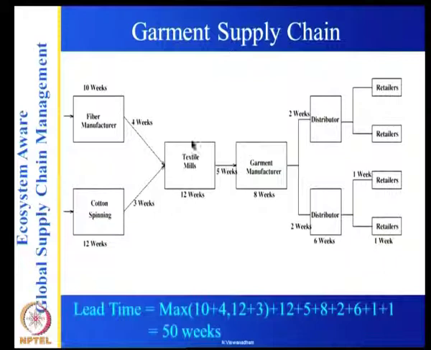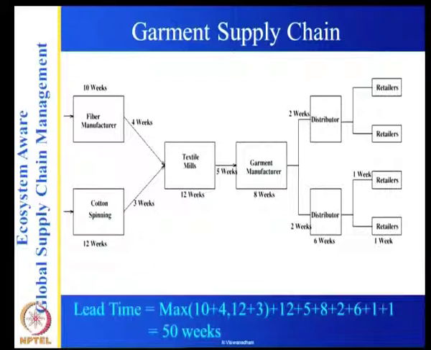And the textile mills take 12 weeks, and the garment manufacturer takes 8 weeks. And there is 5 weeks of transportation time, and there are 2 weeks of transportation time to the distributors, and the distributor takes 6 weeks, and there is 1 week to the retailers. So the lead time actually becomes 50 weeks. Yes. So what you can see is here in the garment supply chain.